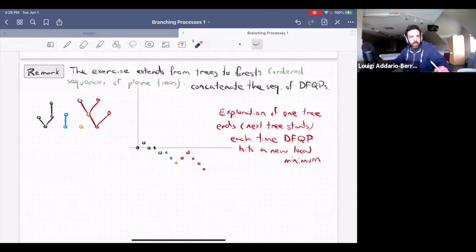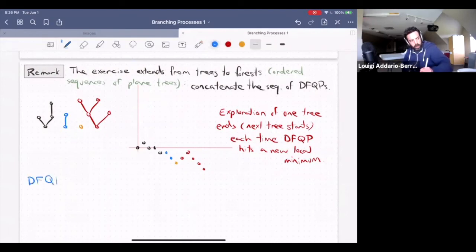Lior asks about whether the depth of the queue is now si plus k, where k is the number of components of the forest. Maybe k is the number of components that you've previously explored. So we saw that you have to shift up by one to see the length of the queue for the first tree, shift up by two to see the length of the second tree, and so on. Okay. So that means the bijection extends to forests.